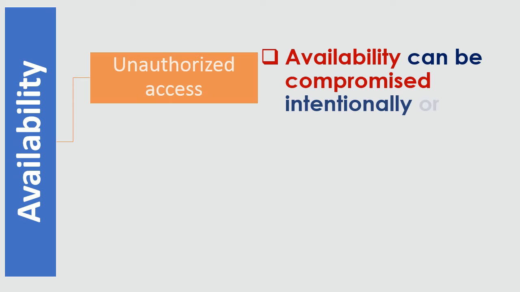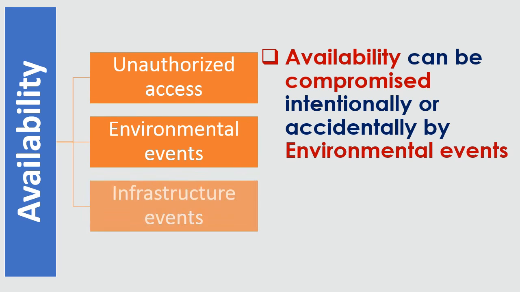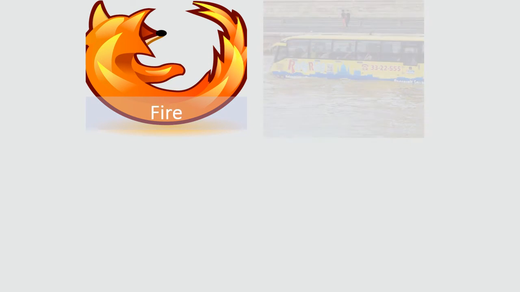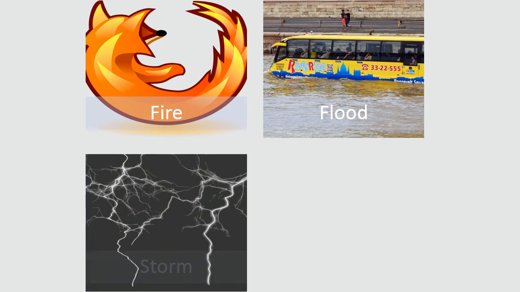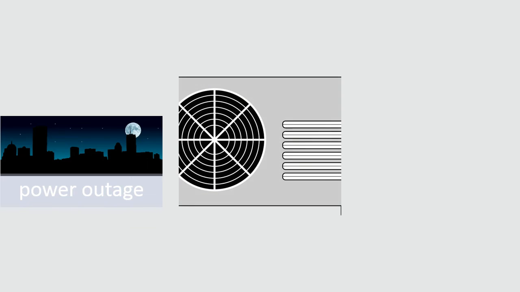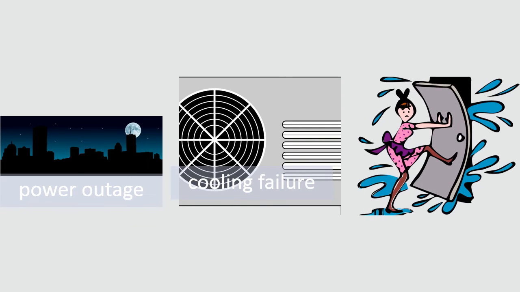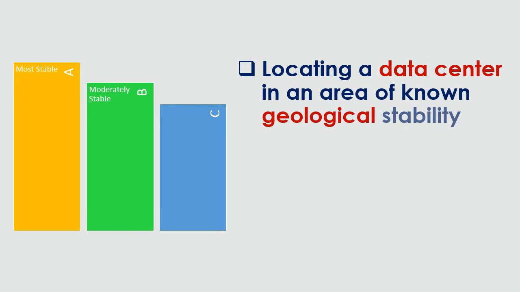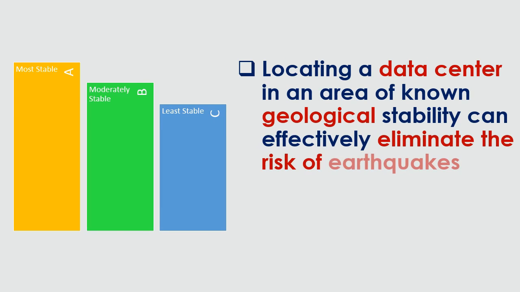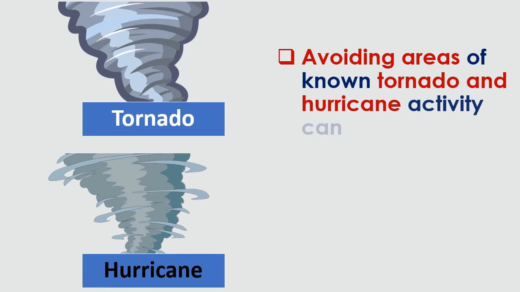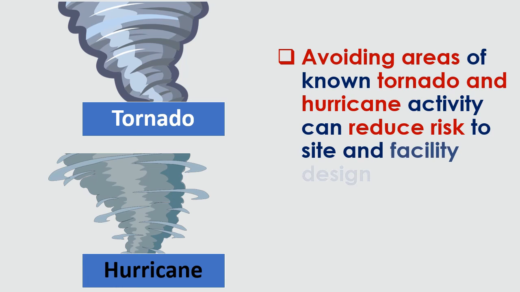Availability can be compromised intentionally or accidentally by environmental events and infrastructure events. Environmental events are fire, floods, storms, and earthquakes. Infrastructure events are power outages, cooling failure, and floods. Locating a data center in an area of known geological stability can effectively eliminate the risk of earthquakes. Avoiding areas of known tornado and hurricane activity can reduce risk to site and facility design.